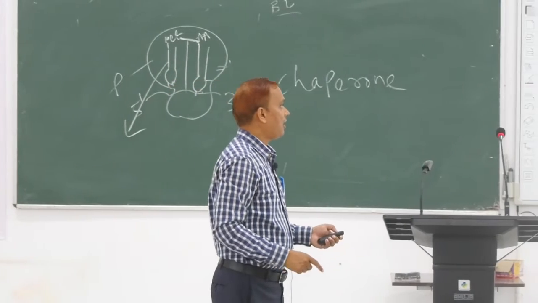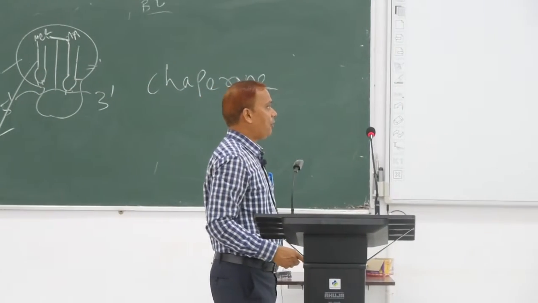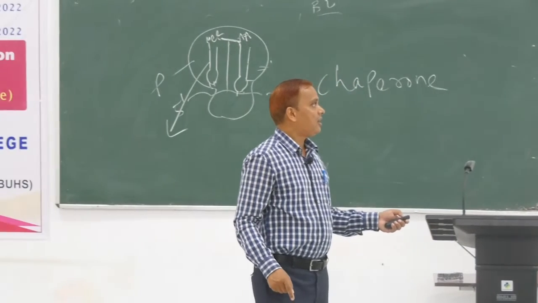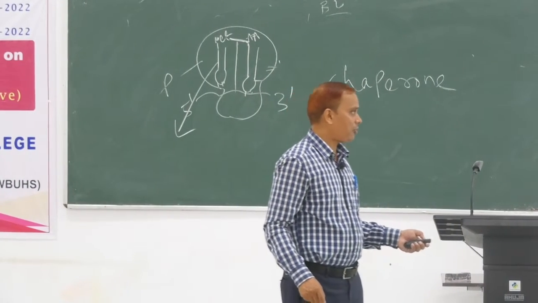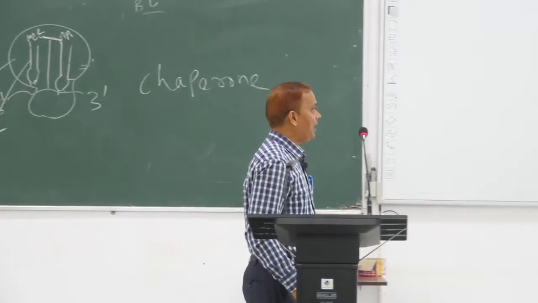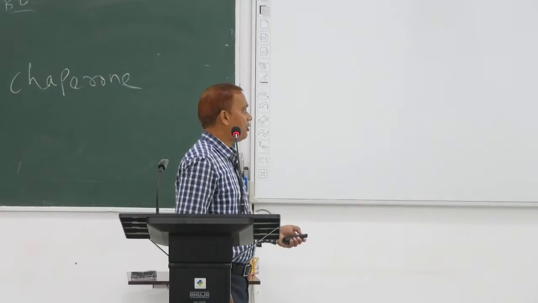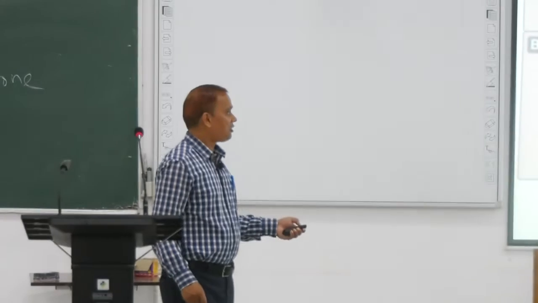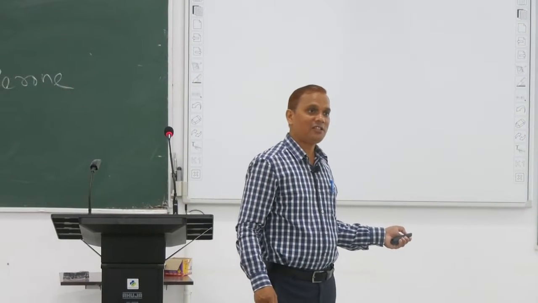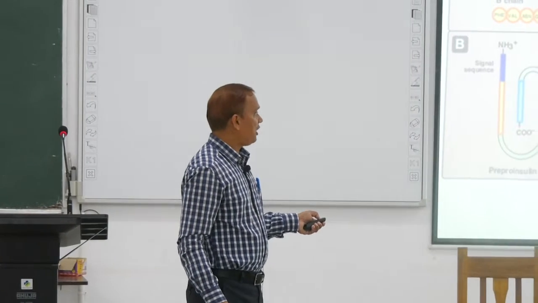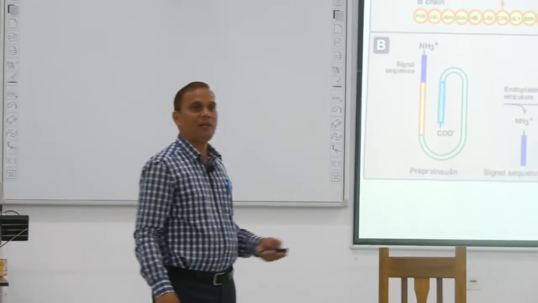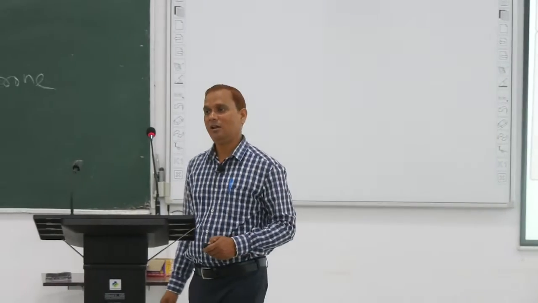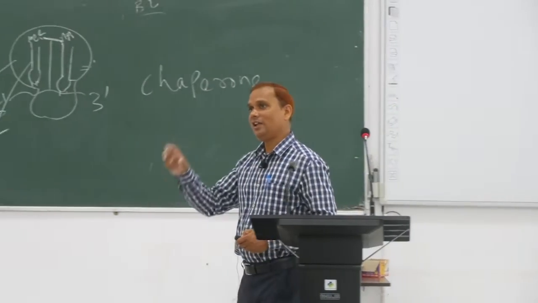See here, this is pre-pro-insulin; the signal sequence is there, the C peptide is there. The signal sequence will be released by cleavage in the endoplasmic reticulum, giving pro-insulin. From pro-insulin, the C peptide will be released at the Golgi apparatus. Then only it will be active.